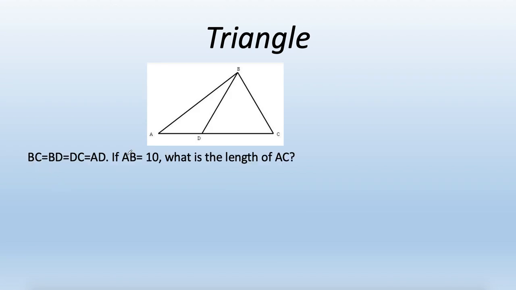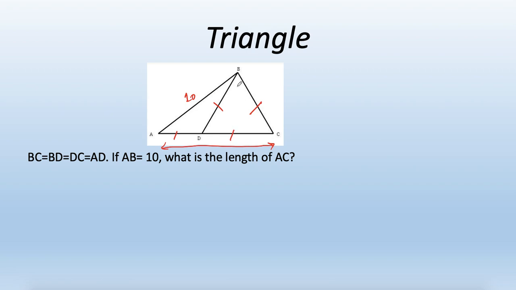Now in this triangle, BC is equal to BD, which is equal to DC, and this is equal to AD. So if AB is equal to 10, what is the length of AC? What is this whole length? This is a bit tricky question. Okay, so in this question, let's see what we can do.